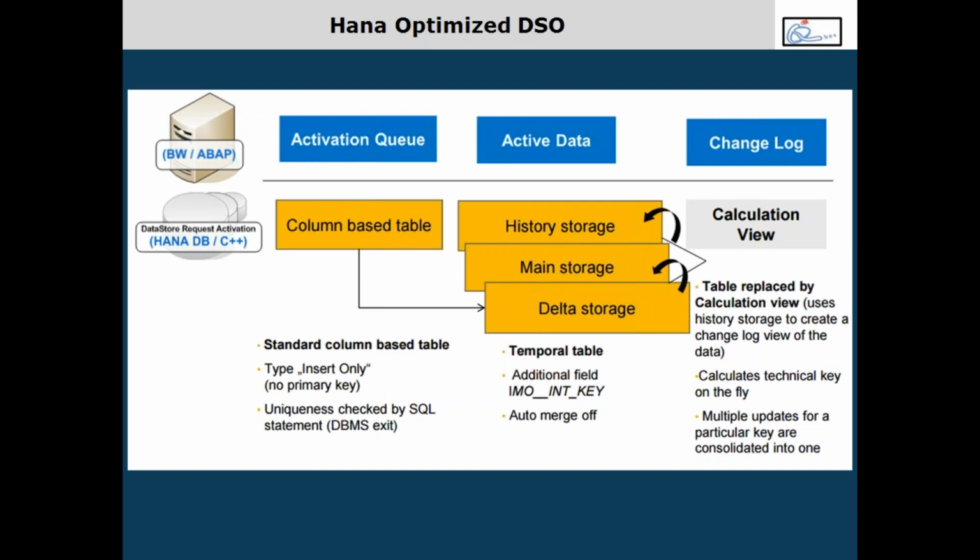Okay. Now look at this. Your activation queue is like a normal table. Your active table will have history storage, main storage, and delta storage. So you'll have a special storage called history here. Okay.